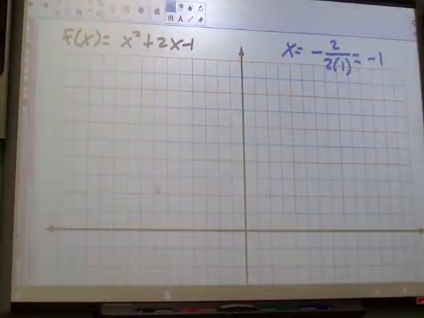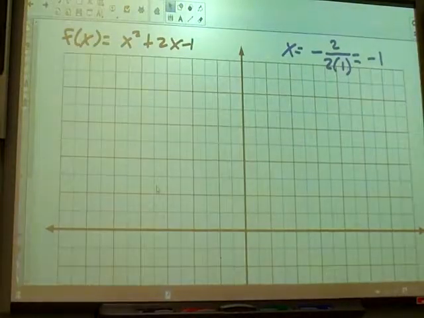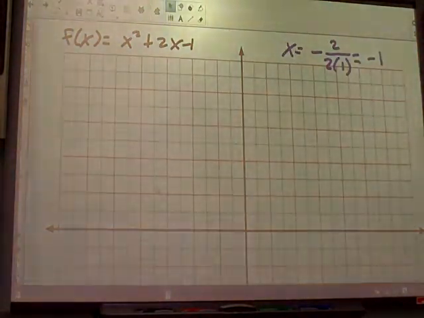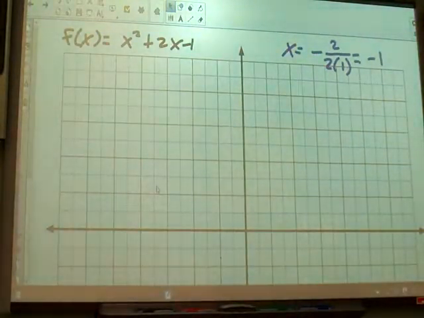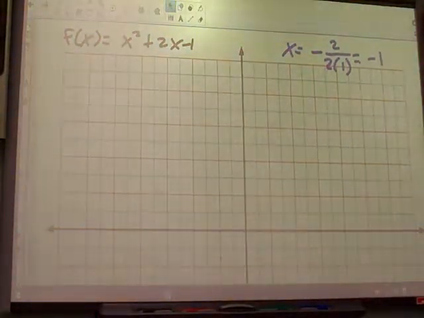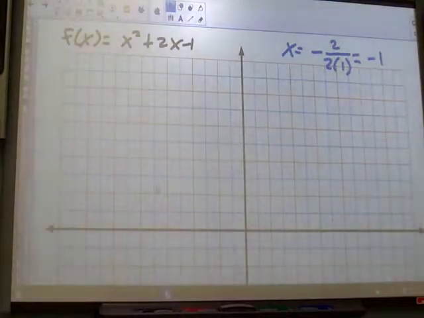Alright, so now is when you get to pick another point. So you pick any X you want. Plugging in zero for X would be really easy. It'll give you another point to plot.